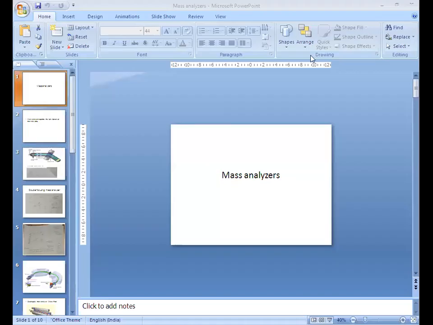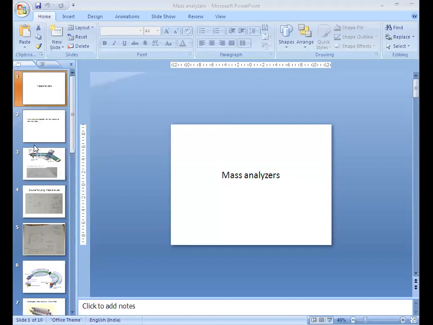Good morning, students. Today we are going to learn about mass analyzers. This is one of the important components of a mass spectrometer. In mass spectrometry, we convert the molecule into the ionic form, and then these ions are sorted based upon their mass to charge ratio by mass analyzers, and these are then finally detected. There are different kinds of mass analyzers.